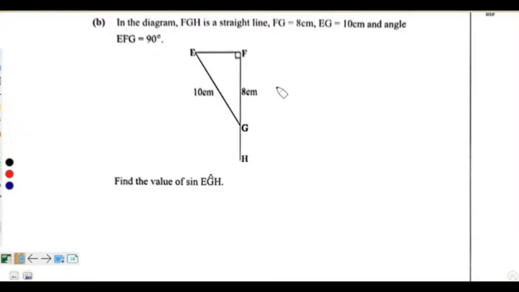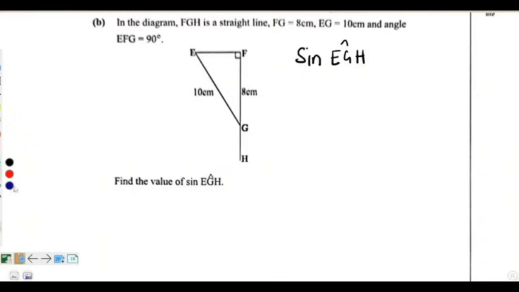Okay, so we've now come to question B. In the diagram, FGH is a straight line. FG is equal to 8 centimeters. EG is equal to 10 centimeters. And the angle EFG is equal to 90 degrees. Find the value of sine EGH. Okay, so they want us to find the value of sine EGH. This is what they want us to find.